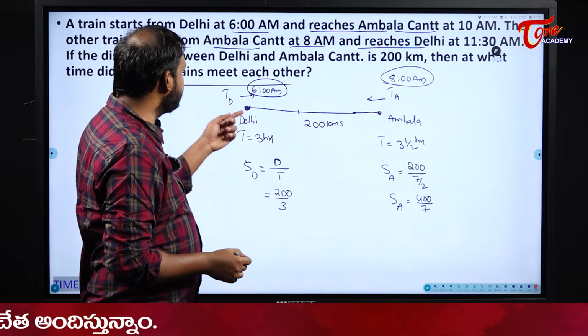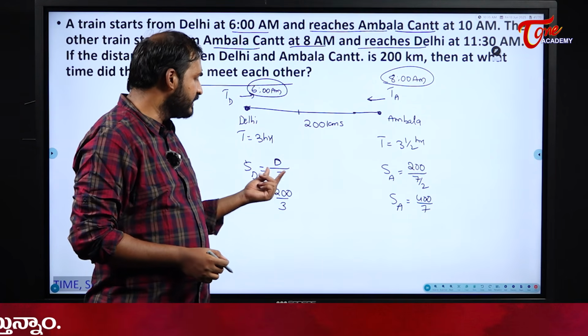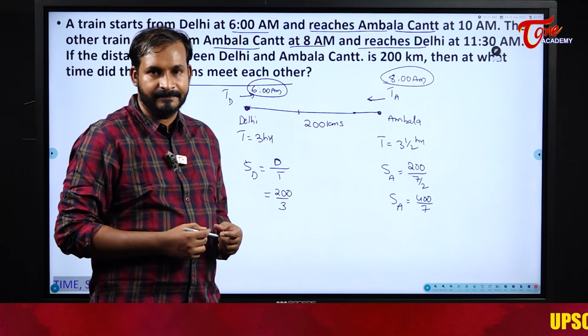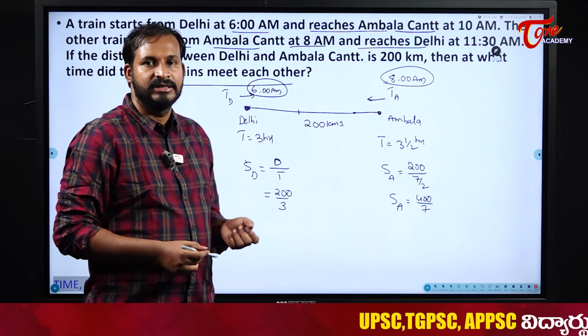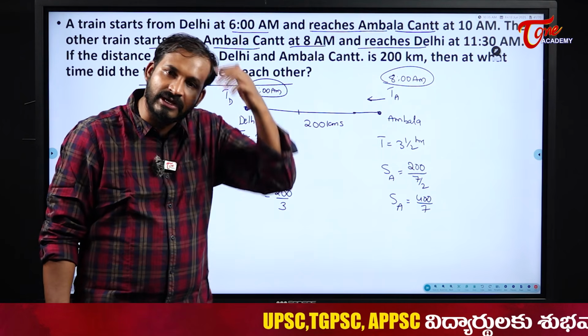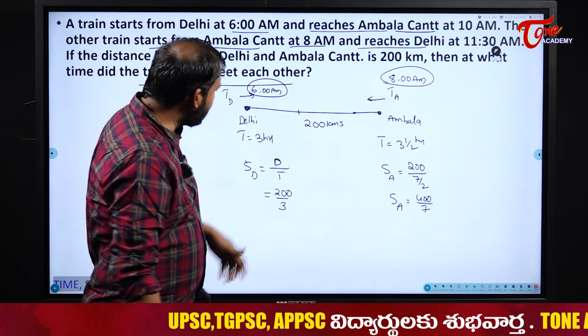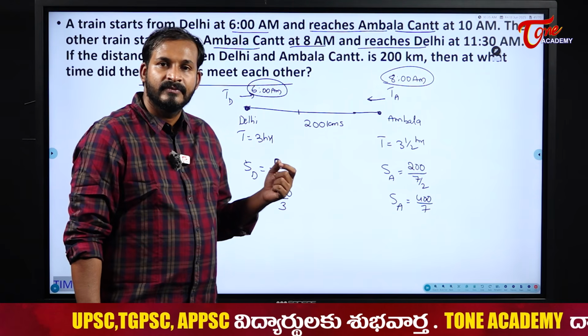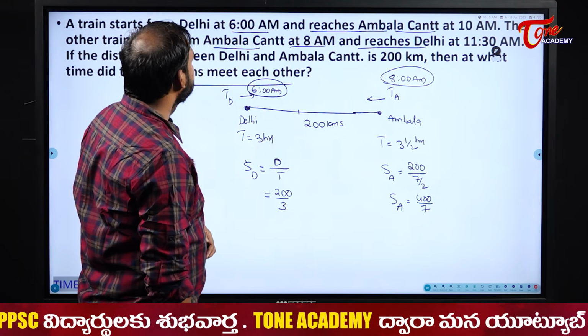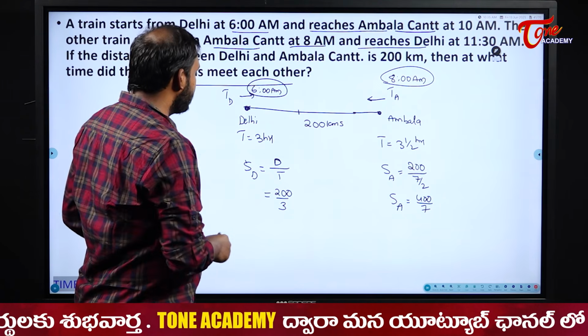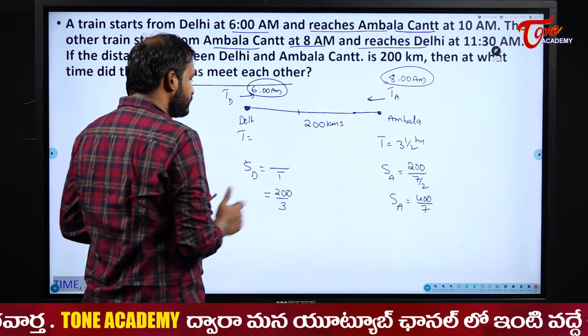Generally, what is the speed of this train which is starting from Delhi? Its speed is 200 by 3. Now in 2 hours, how much distance will it cover? Tell me, students. 1 second, 6 a.m. to 8 a.m. is 2 hours. Sorry, my mistake.